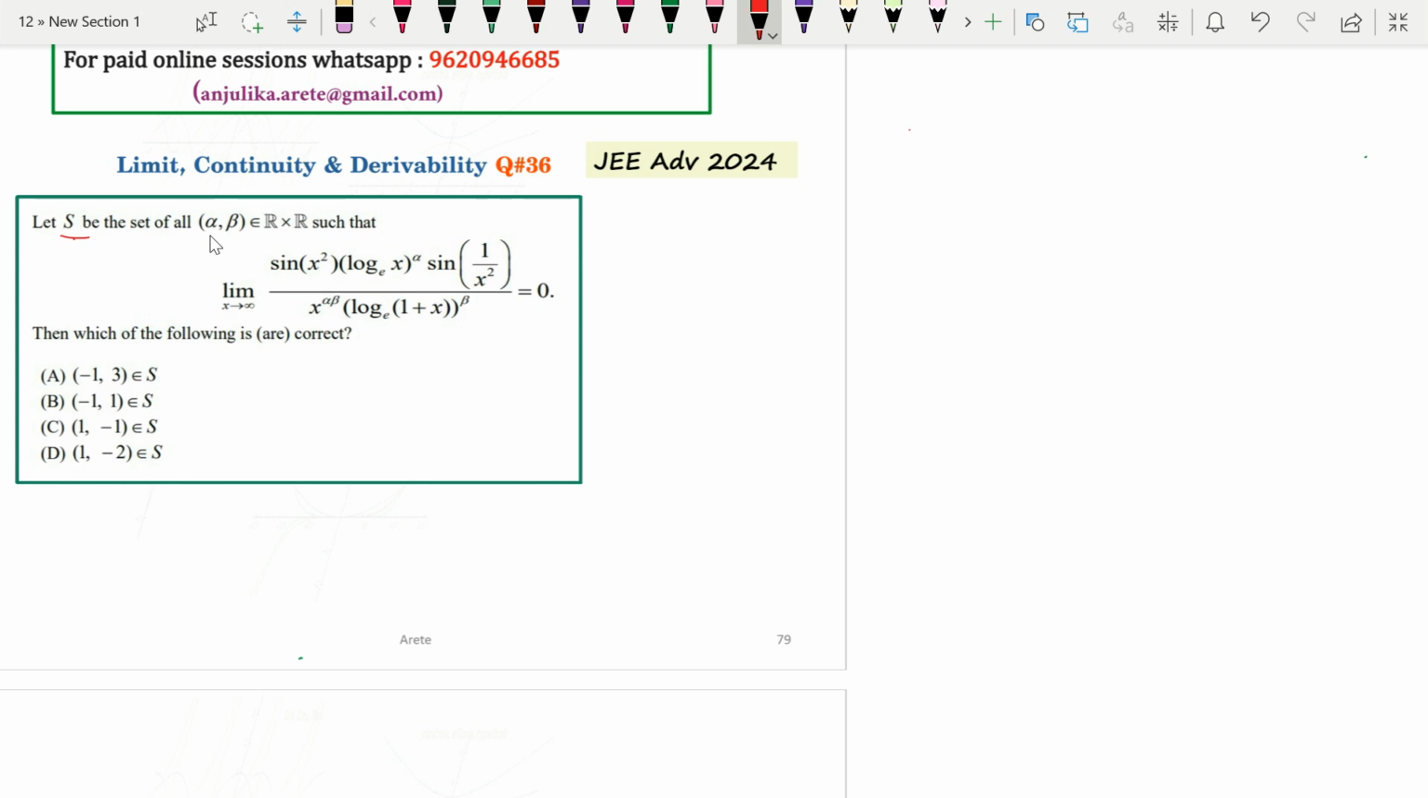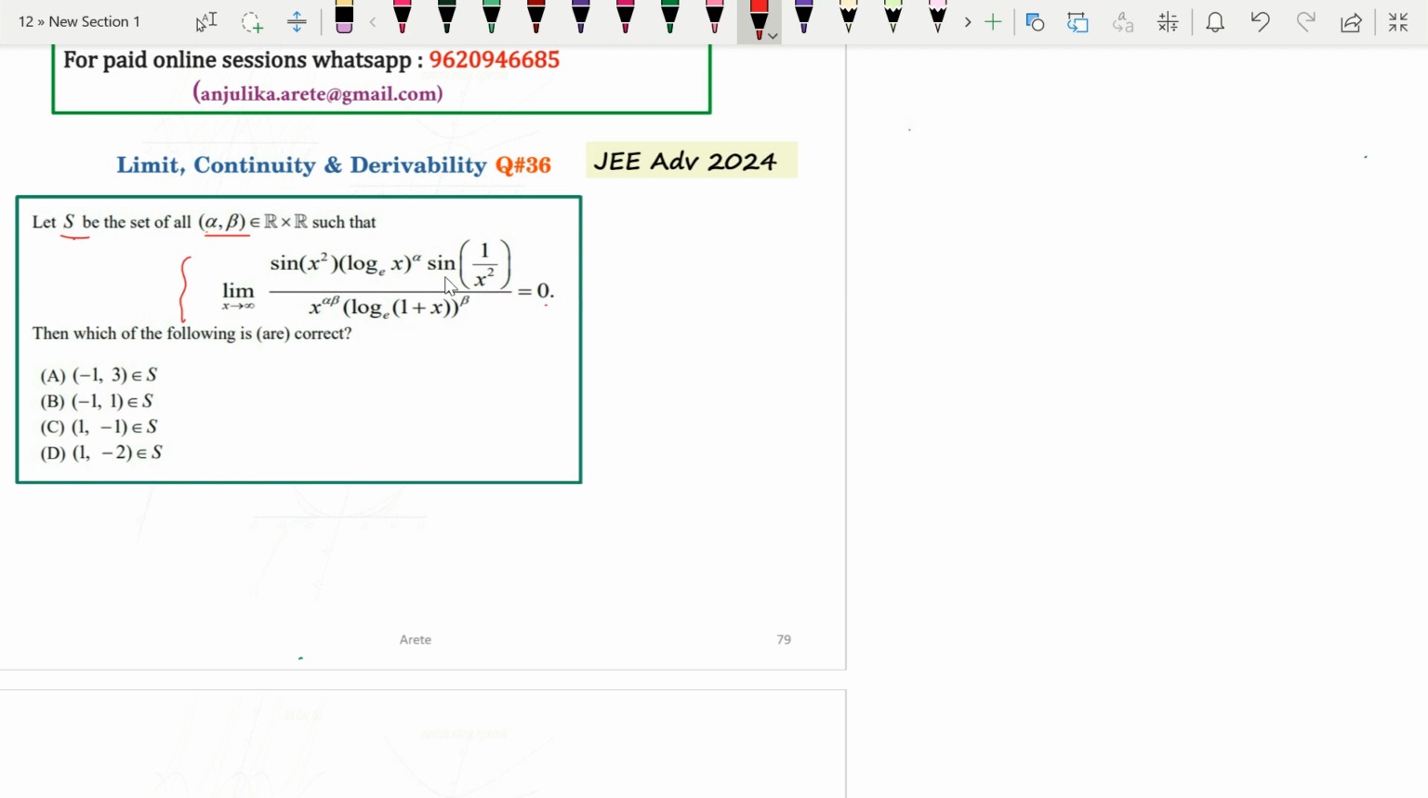S is a set of (alpha, beta) in R cross R. So alpha is a real number, beta is also a real number, such that this limit goes to 0. Now, which of the following options is correct? Basically, they are looking for the possible values of alpha and beta. So let's look at the limit, because my answer lies here.